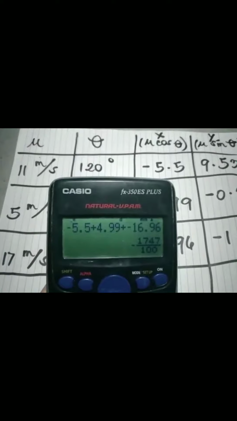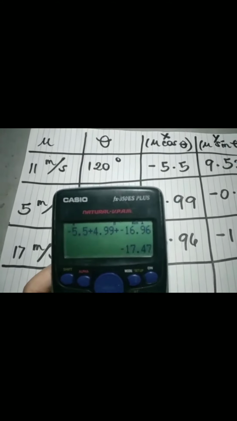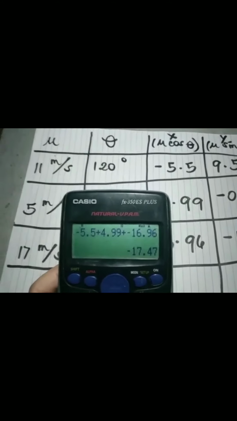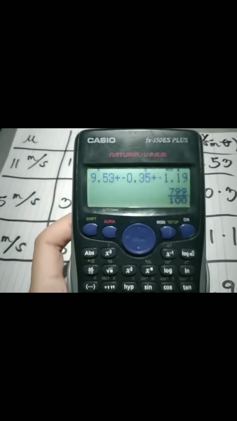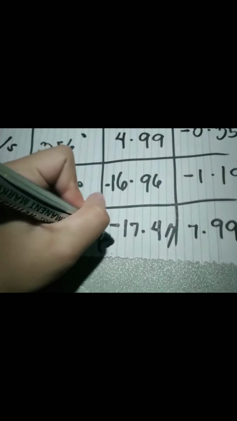After it, we must add all the x and all the y. And the answer of our x is negative 17.47. Already add up our y's and the answer is 7.99. Let us label this our A and our B, because we will use this for our next step. Finally, we're in our last step. Now we can really find the resultant.